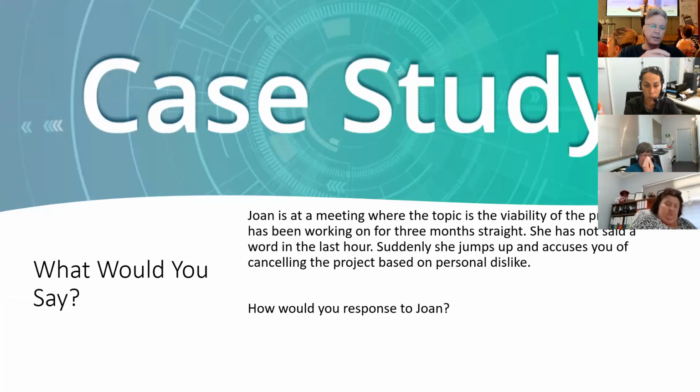So here's a situation. I want you to tell me how you'd respond to it. Joan is at a meeting where a topic is a viable project. She's been working on it for 3 months straight. She has not said a word in the last hour. Suddenly, she jumps up and accuses you of cancelling the project based on personal dislike. So in other words, she's upset. She hasn't said anything for an hour, she's upset and she's taking it personally. How do you respond to Joan? If you're in that meeting, and you've got the luxury now of not actually being in that meeting, how might you respond to Joan? Any thoughts? Being assertive, of course.